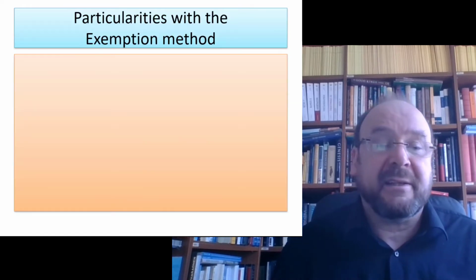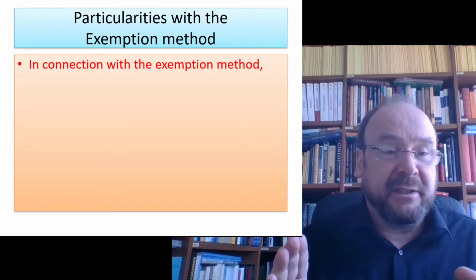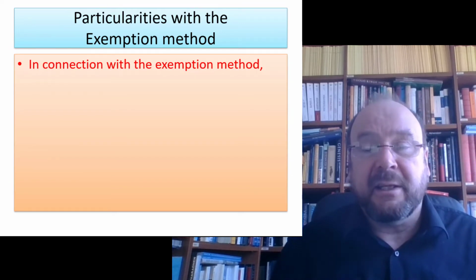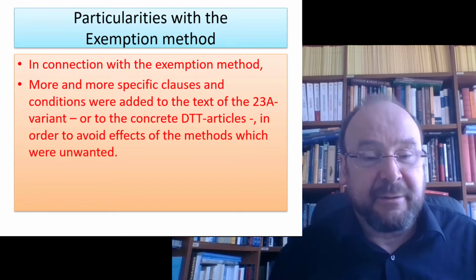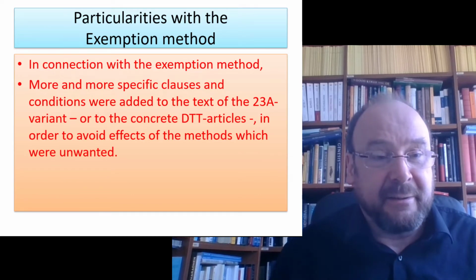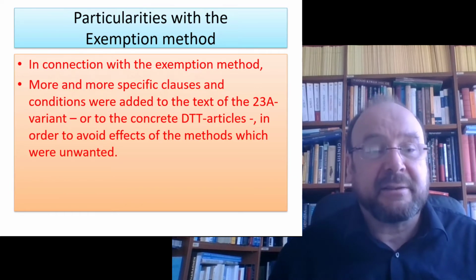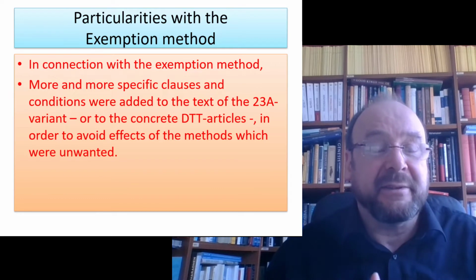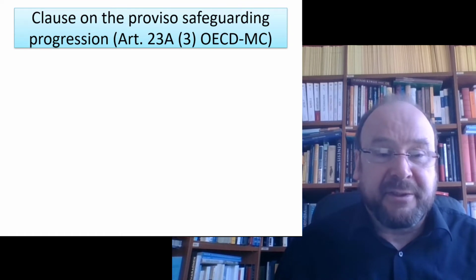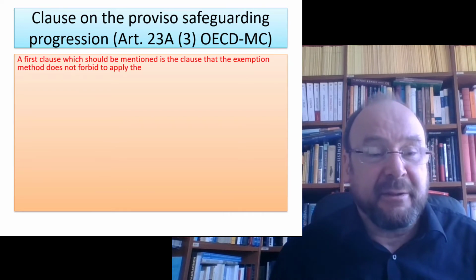Now the exemption method has led to some surprises in the course of time, which then had to be countered by special clauses. In connection with the exemption method, several surprises showed up over time, so specific clauses to exclude these unpleasant surprises were added to the text of the A variant or added as additional clauses when concrete DTT articles were written. Among these clauses you have, first of all, a clause which says the proviso safeguarding progression can be applied.